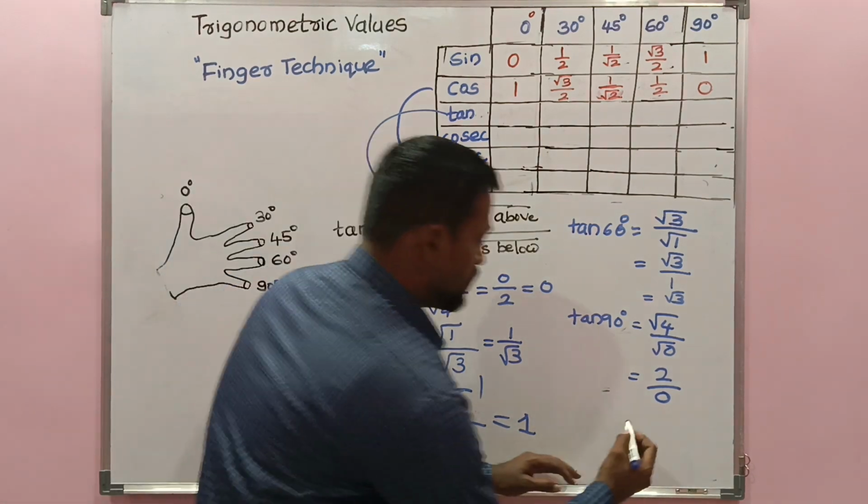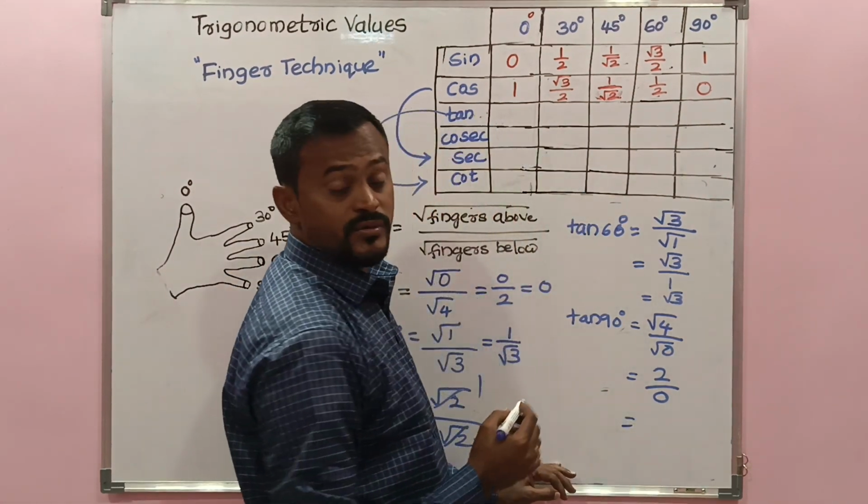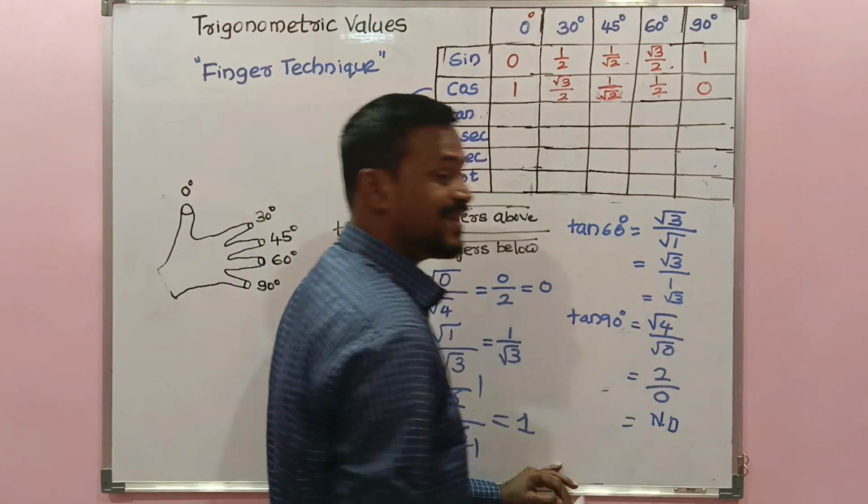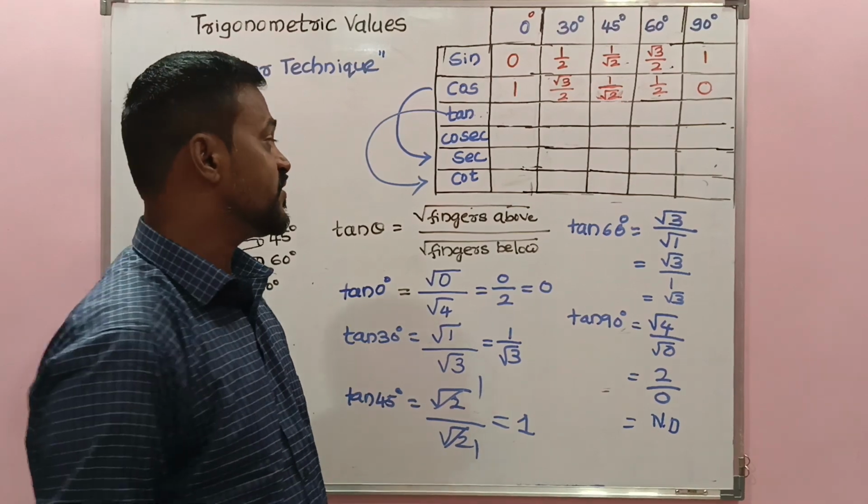Now how to find 2 divided by 0? It is always what we have already discussed. This is not defined. Something which is not defined.